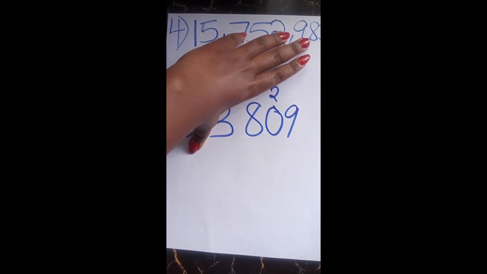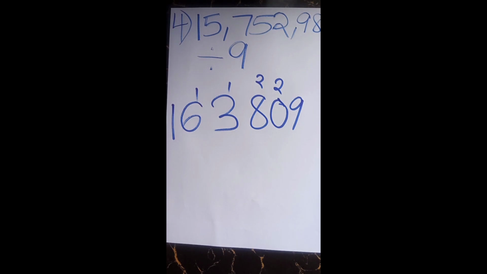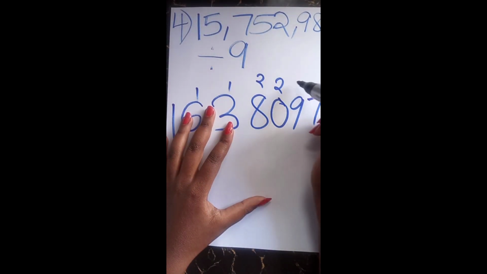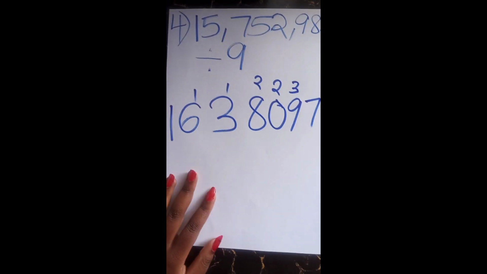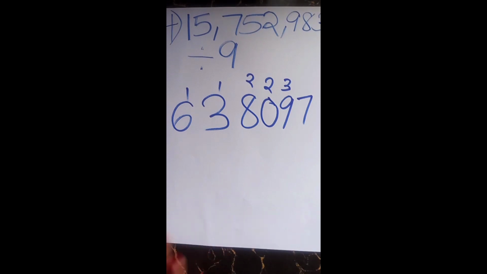29 plus 8 is, what is 29 plus 8? 29 plus 8 is 37. So we'll write a 7 here and carry a 3 here. And now for the last digit, okay, so we'll add the last digit and divide it by 9. So 37 plus this 3 is 40.